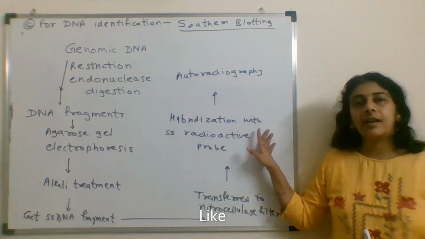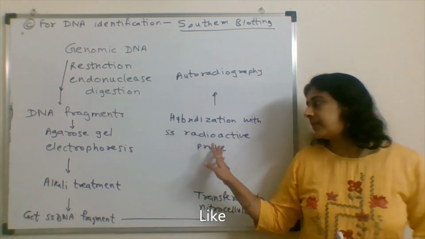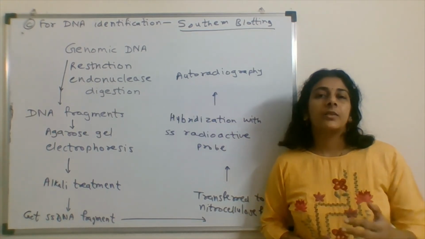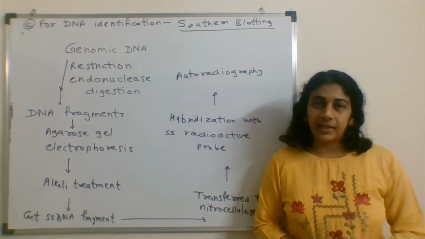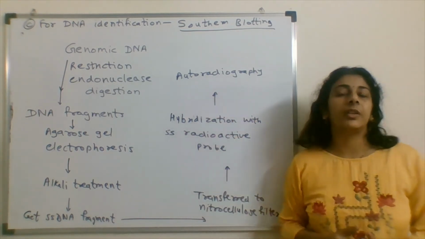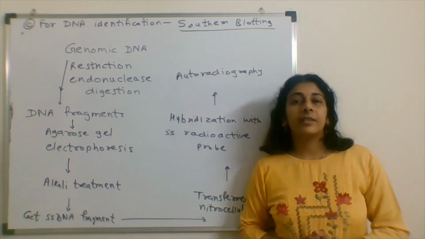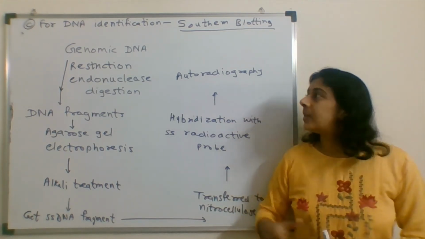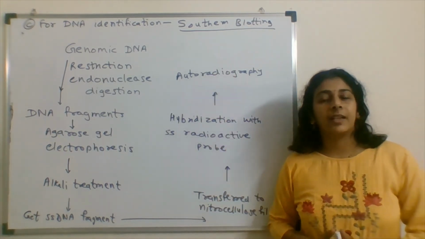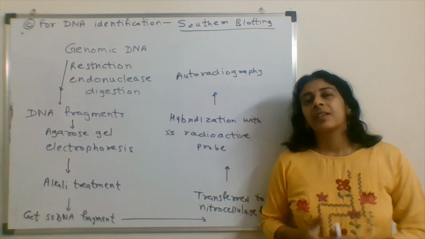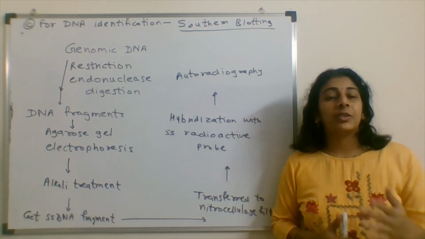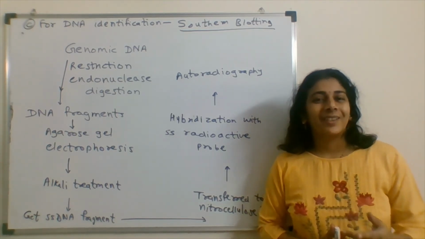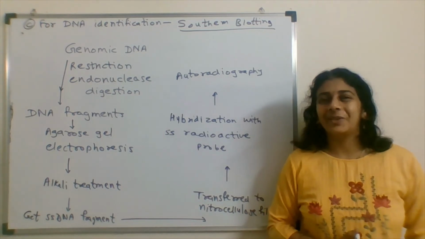Further, these are hybridized with a single-stranded radioactive probe. Probe means it is DNA only. So it is hybridized with the single-stranded DNA, and using autoradiography we can identify DNA in a sample. In this way the Southern blotting technique is carried out. Southern blotting for DNA, northern blotting for RNA. Now let's see what Western blotting is used for.